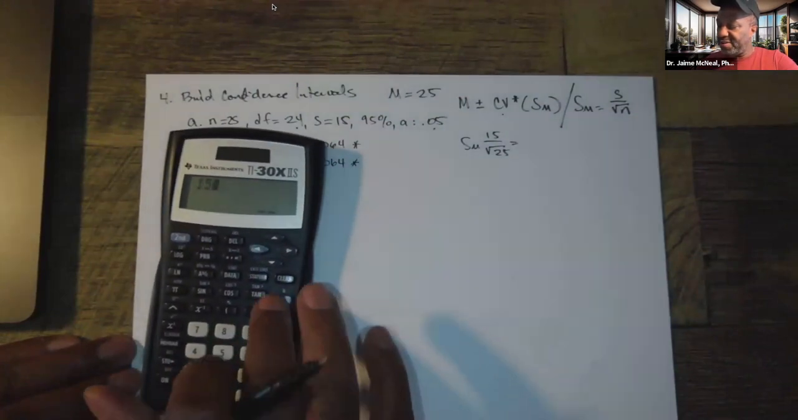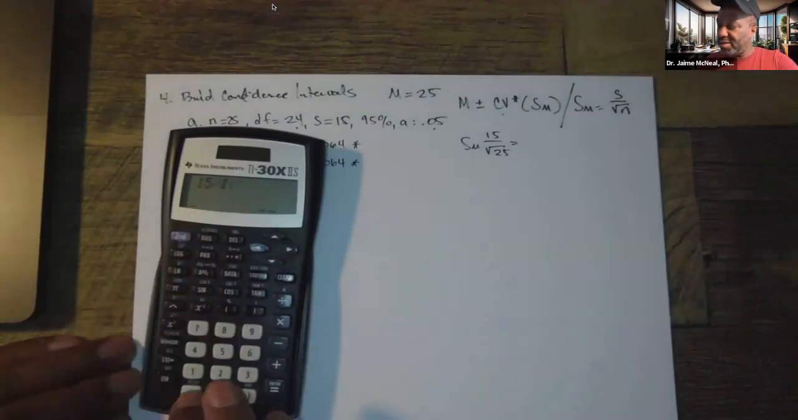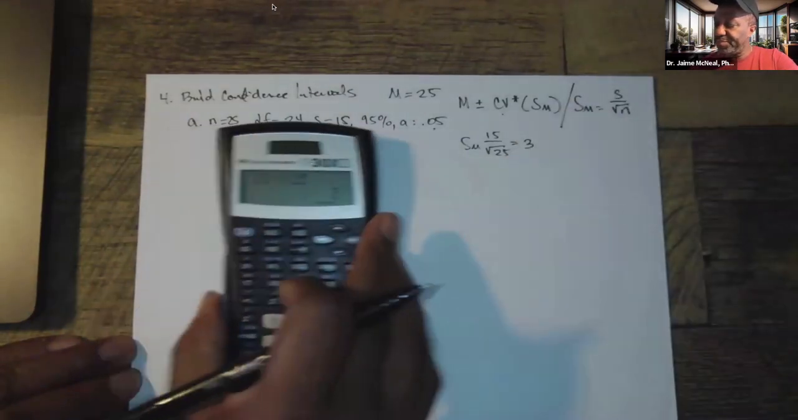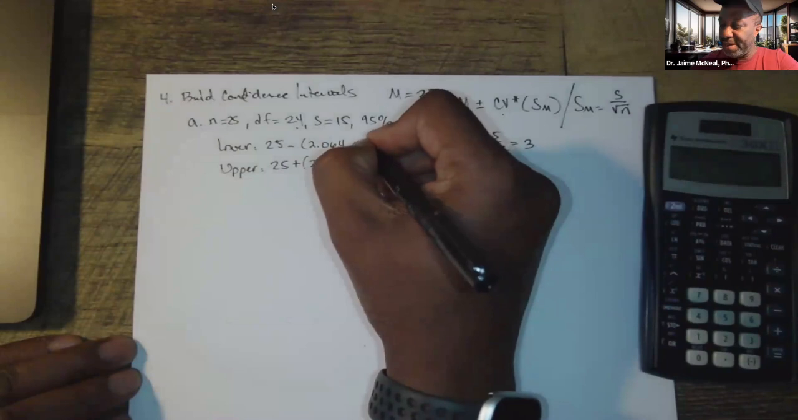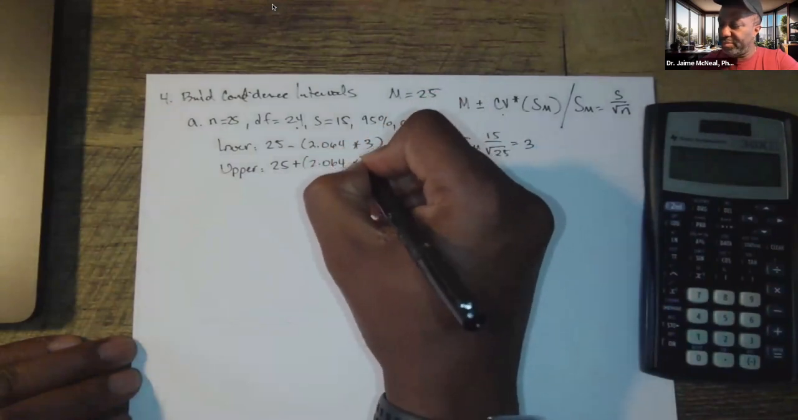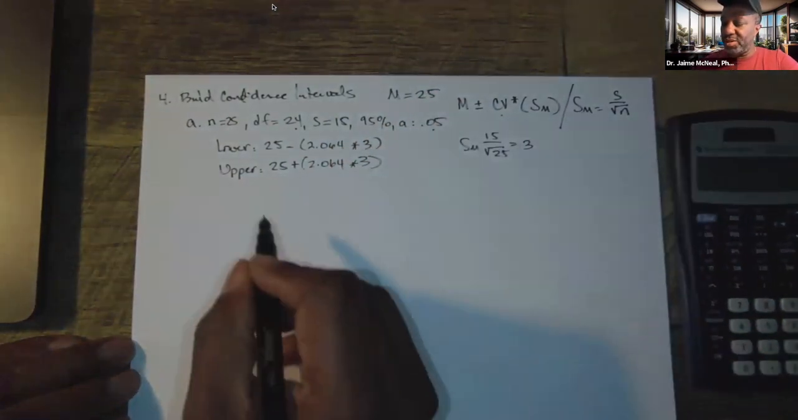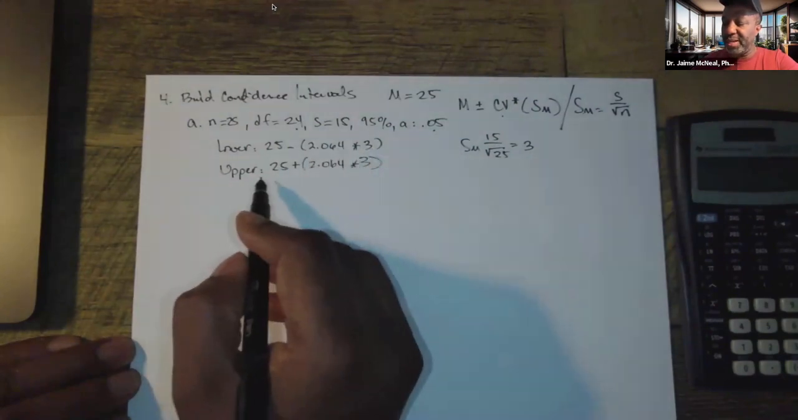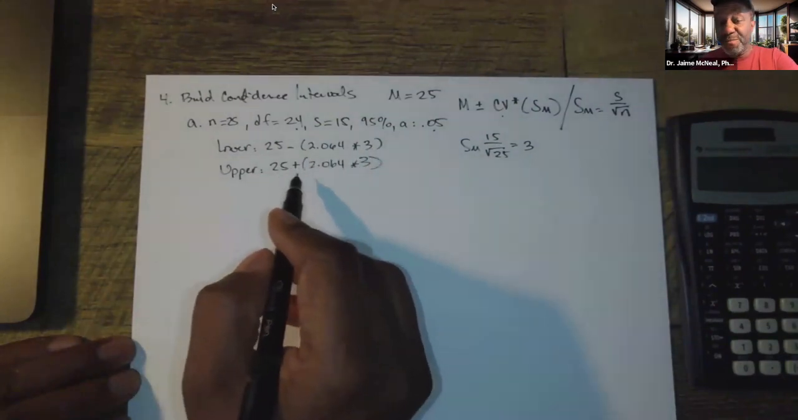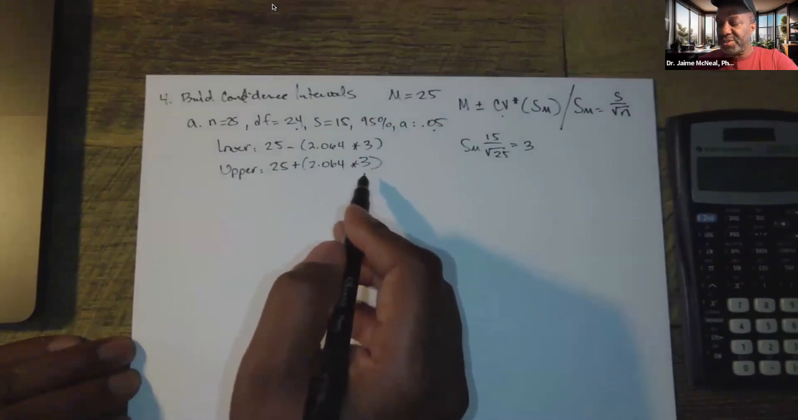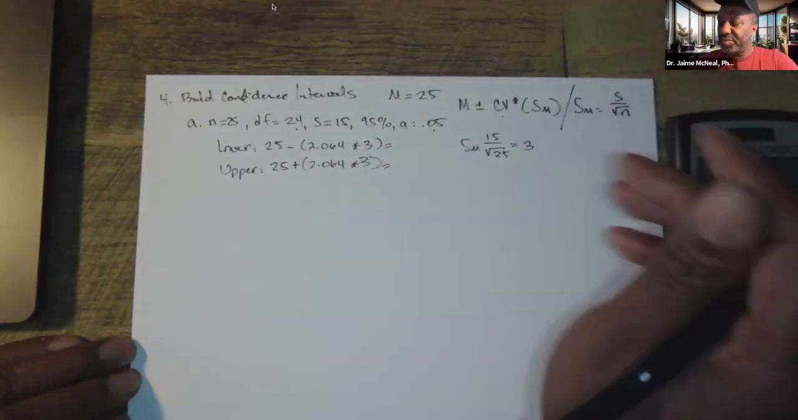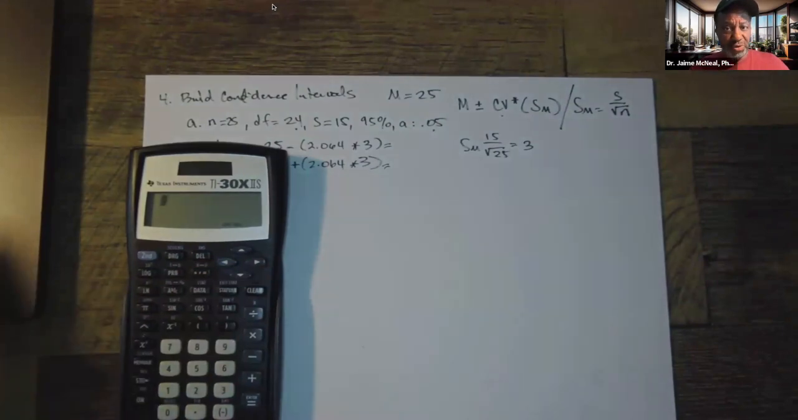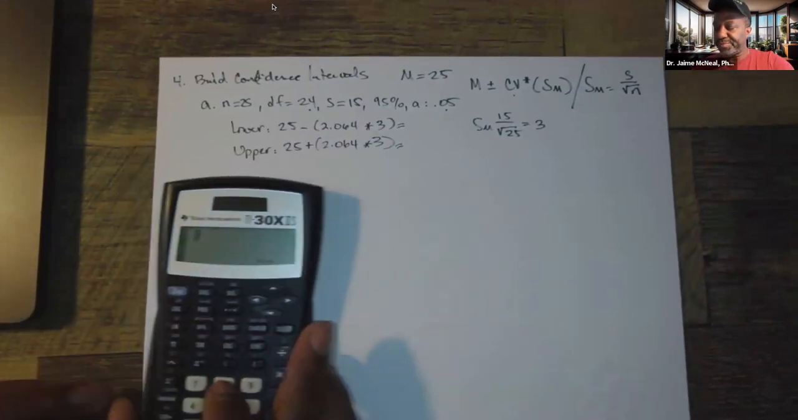So 15 divided by the square root of 25 equals 3. So that's what we're multiplying it by. All right, so 25 minus 2.064, which is the critical value, times 3 for the lower. Upper is 25 plus 2.064 times 3. I'm going to do it the long way the first time, and then I'll show you a shorter way.